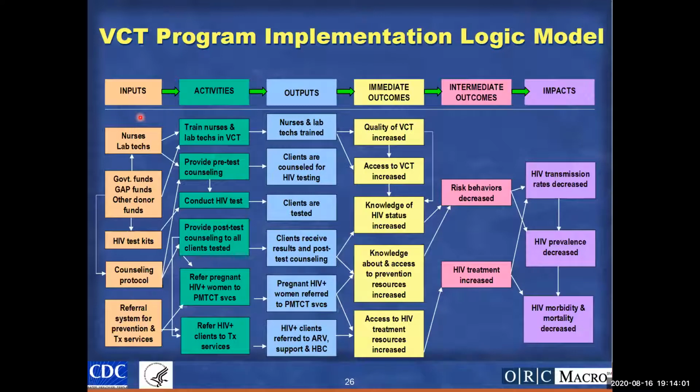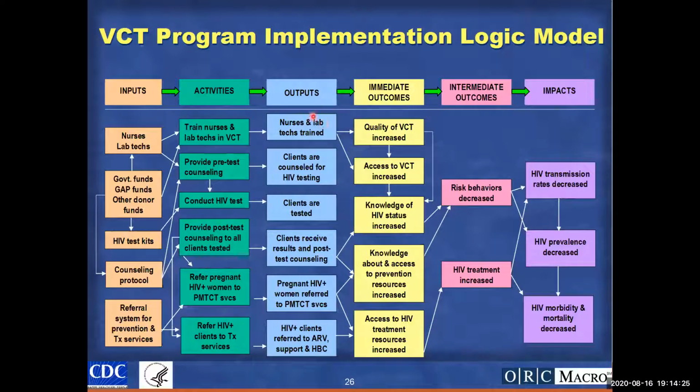we call it input. Okay, so let's say here there is a teacher, and here is train the nurses. The teacher trained the nurses in VCT, for example. The output, nurses and lab techs trained. So here is the training, and here is the trained. Okay, this is the output.